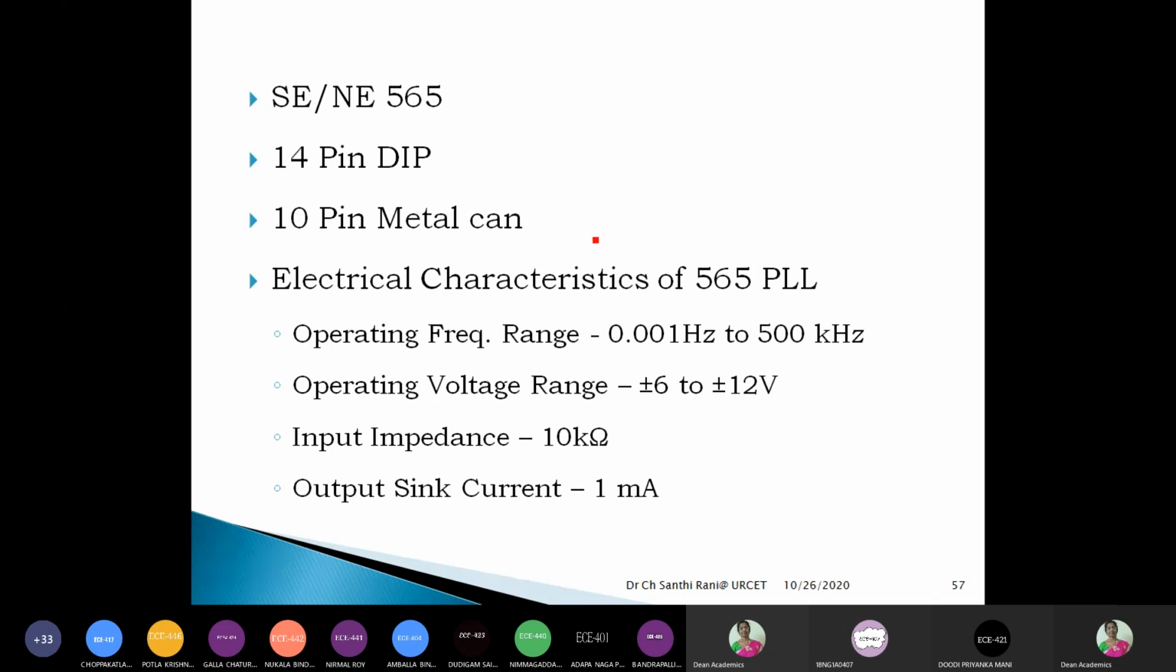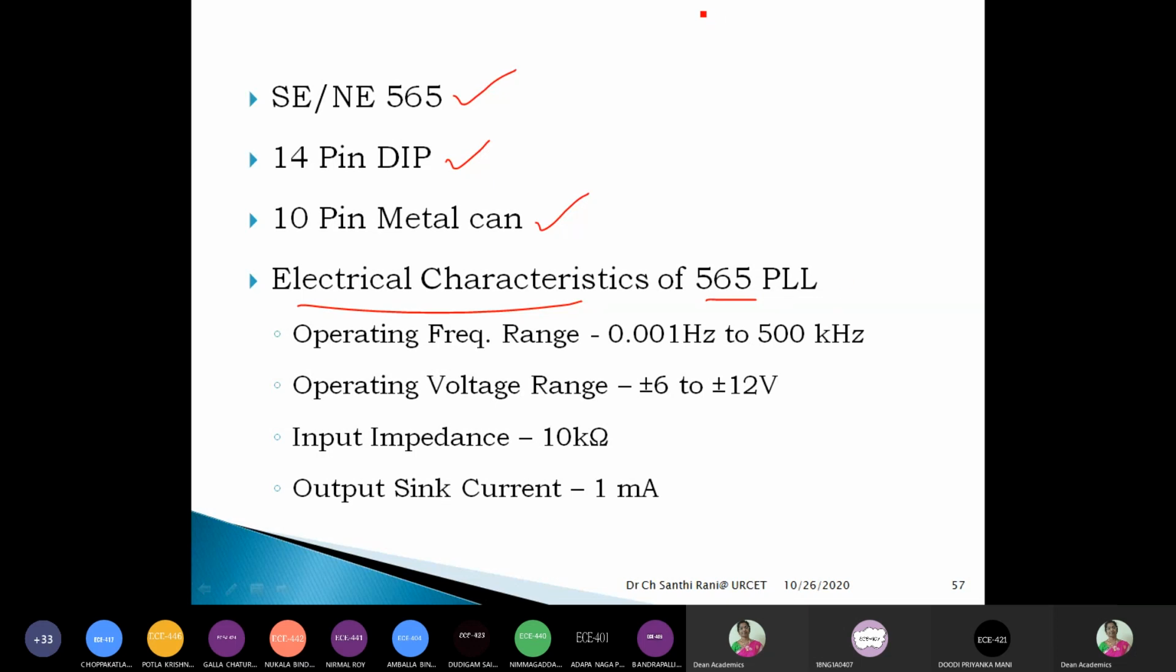And then we have seen the electrical characteristics of this PLL, right? Briefly, very briefly, I have mentioned, right? These electrical characteristics include operating frequency range, operating voltage range, input impedance, output sink current and output source current, like that. So many parameters. And this is available in 14 pin DIP and also 10 pin metal can. The IC 565 PLL is available as a 14-pin dual inline package type IC and also a 10-pin metal can type.